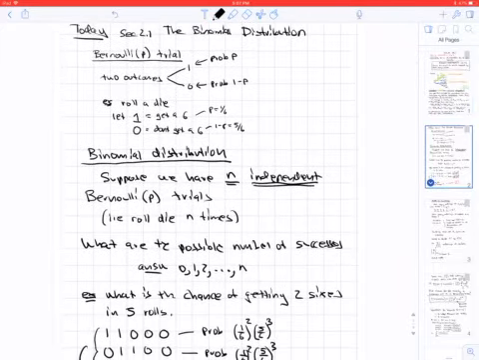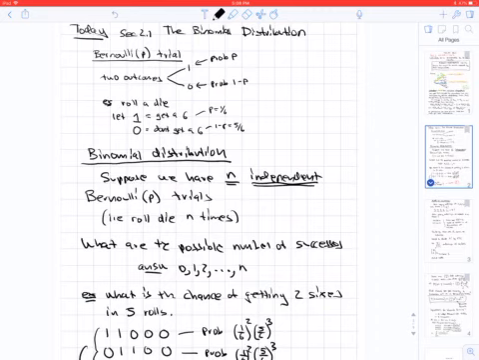Now what we're going to focus on today is the binomial distribution. The binomial distribution is probably the most important distribution. It comes up in lots of applications. We start off with a Bernoulli p-trial. A Bernoulli p-trial is the simplest kind of binomial distribution, where we just have two outcomes. The outcome of a success has probability p, and the outcome of a failure has probability 1 minus p.